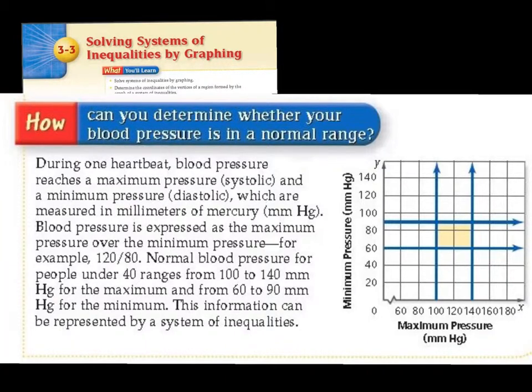So anywhere in that shaded region, so between the 100 and 140 on the maximum and between 60 and 90 on the minimum, there's an infinite number of points in there. Well, if you count decimals, I suppose. It would be finite if we only restricted ourselves to whole numbers of combinations that you could have of your minimum and maximum for your blood pressure.